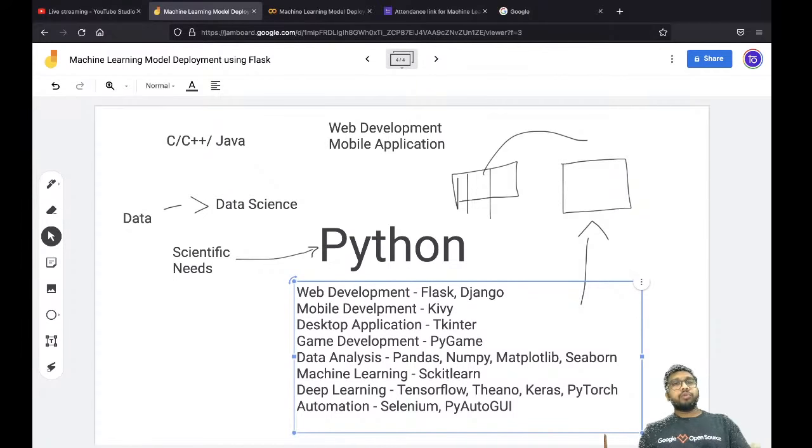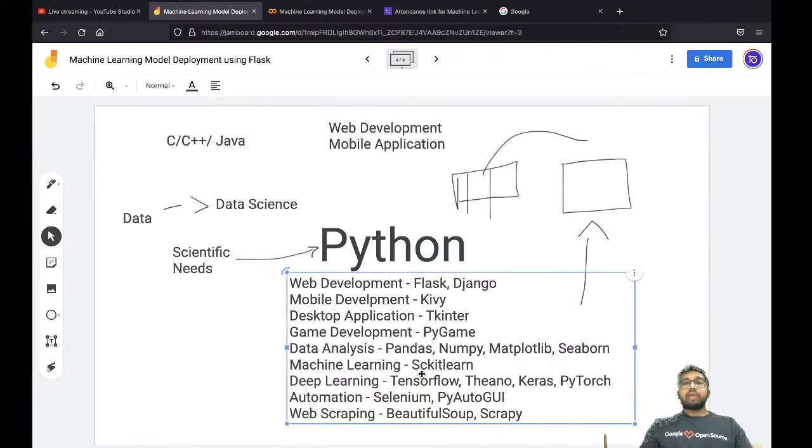Is it possible to do web scraping? Web scraping is a part of data analysis. It is a part of data gathering. When you don't have data and you want to gather it from the internet, you want to create your own data from the internet, then the web scraping concept comes in. You can also do web scraping with the help of Python. And what are the libraries that we use? We use Beautiful Soup, and we have Scrapy.